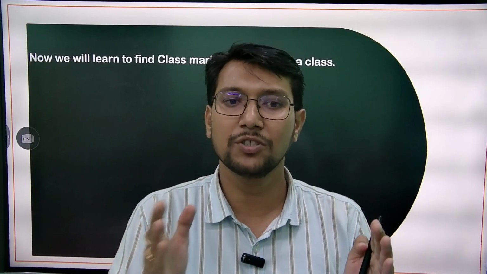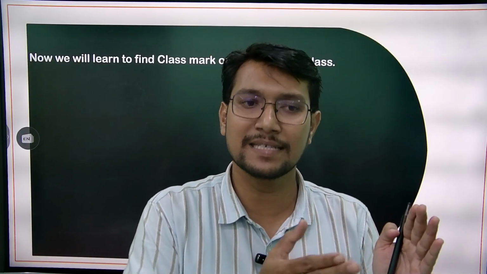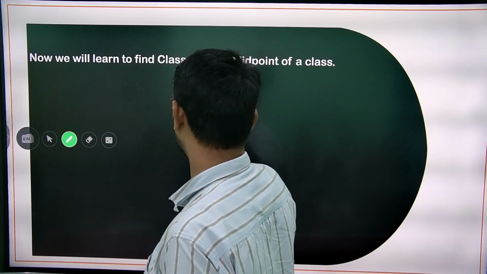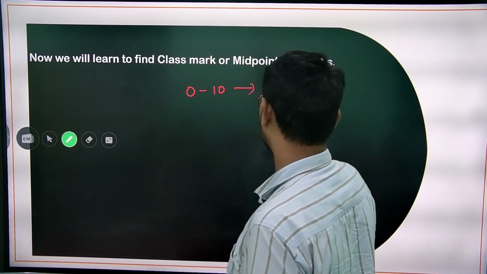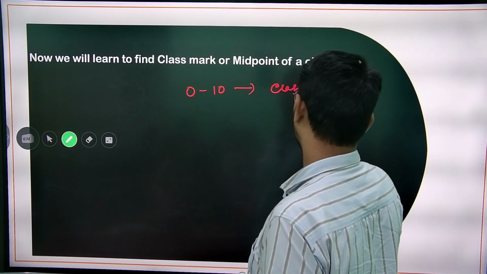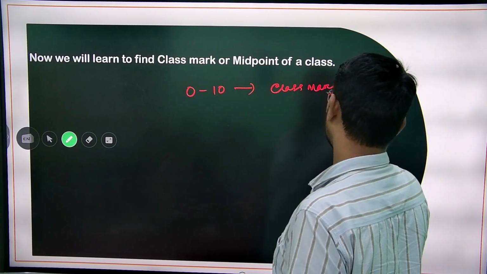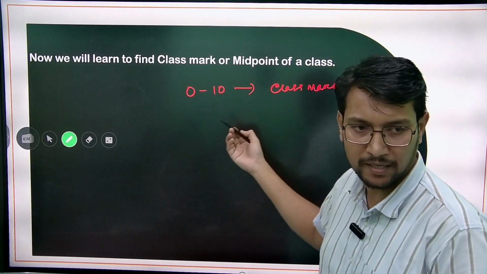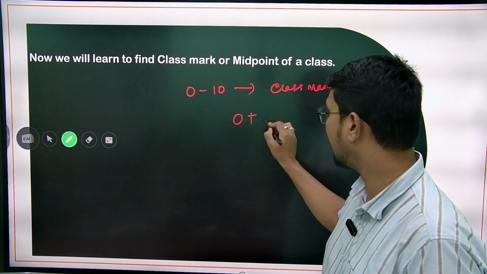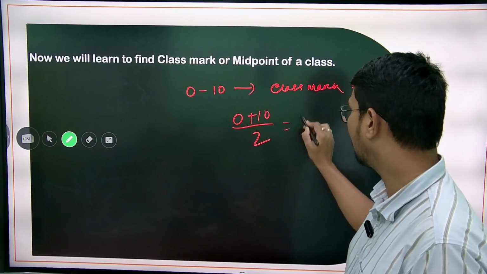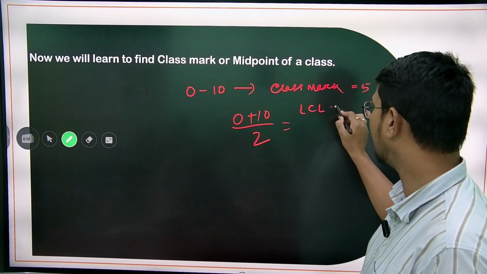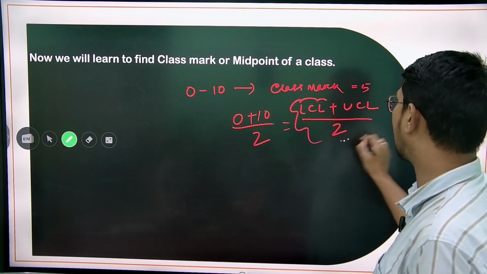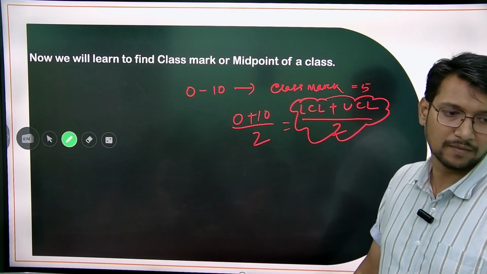But children, what is 0? It is the LCL. If you are telling me the class mark of the class 0 to 10 is equal to 5, and I said class mark means midpoint, then we get that by 0 plus 10 by 2. Here 0 is the lower class limit and 10 is the upper class limit, divided by 2. So this becomes the formula of class mark. Got it?